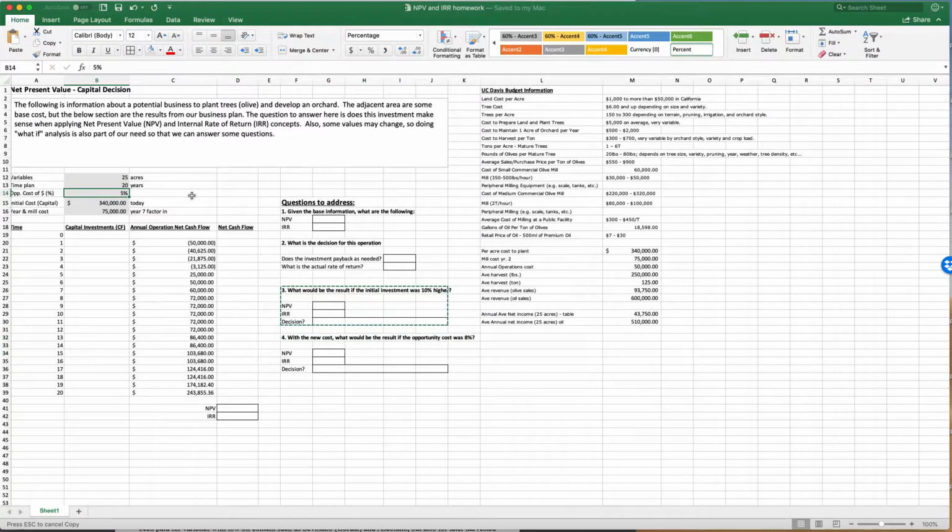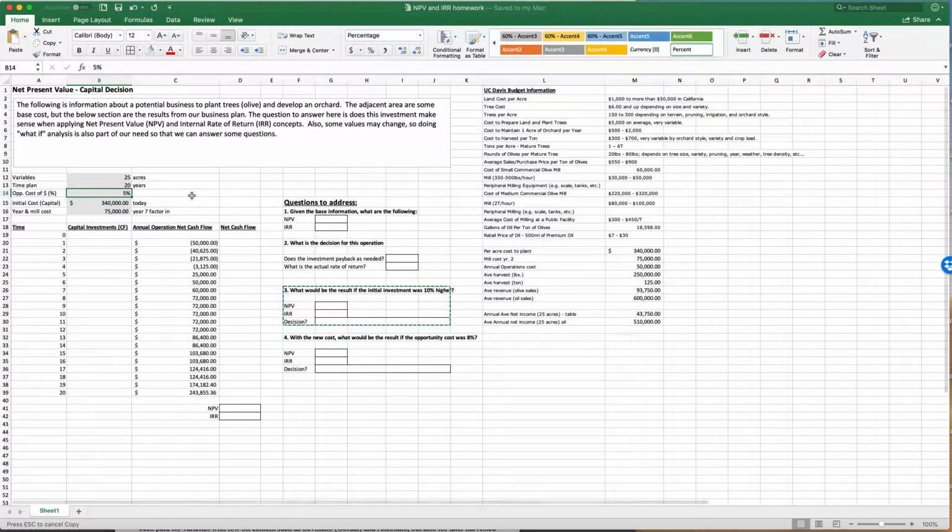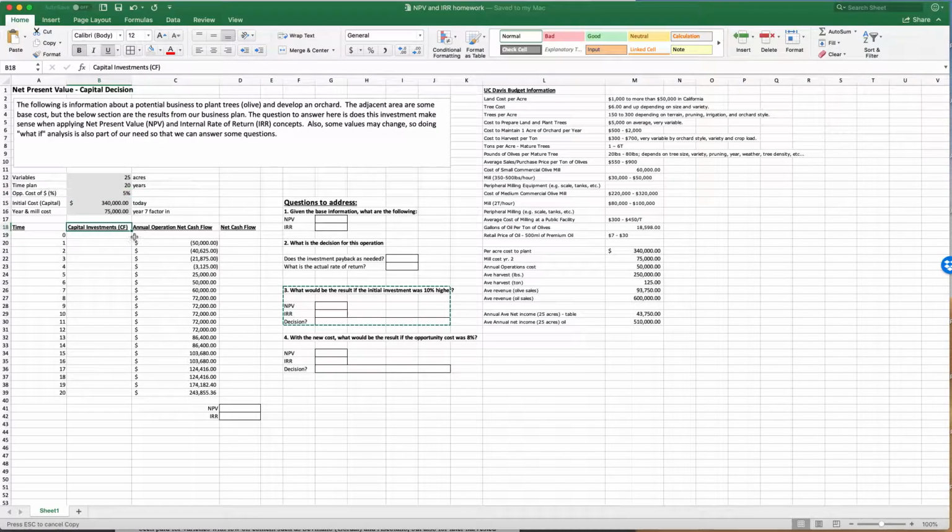Right now, our opportunity cost is 5%, meaning that we're going to need a 5% return on our money to make this a good decision. That's going to be based on things we talked about before about risk-free rate and time. All right, so let's get started. Capital investments, when do we pay out?